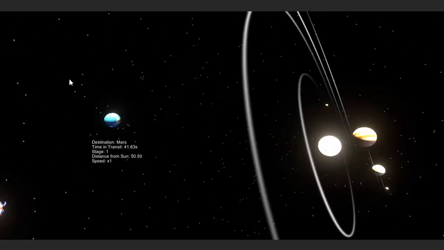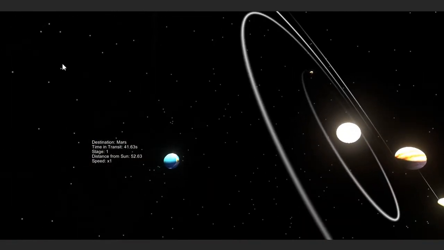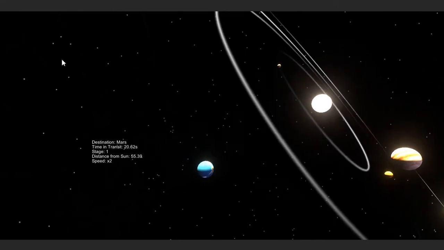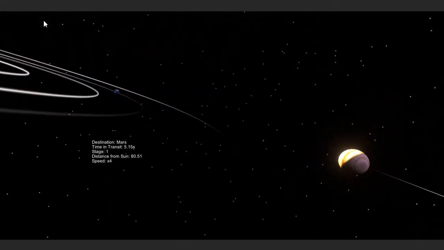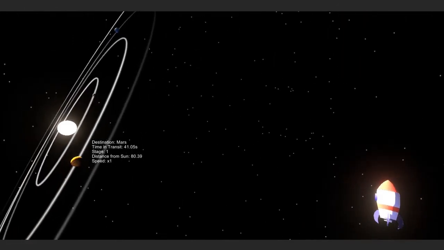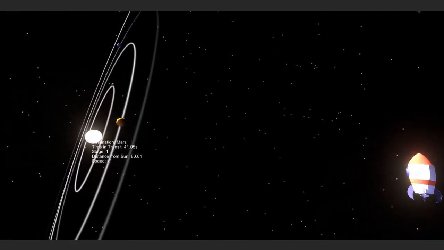This simulation is meant to teach users the basics of interplanetary travel and the importance of timing spaceflight exactly right. Hopefully, players of this simulation can gain a better understanding of how our solar system works.